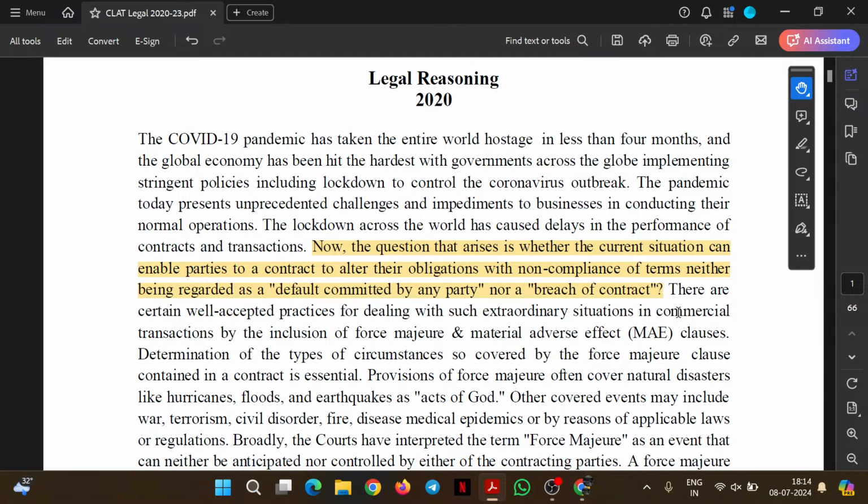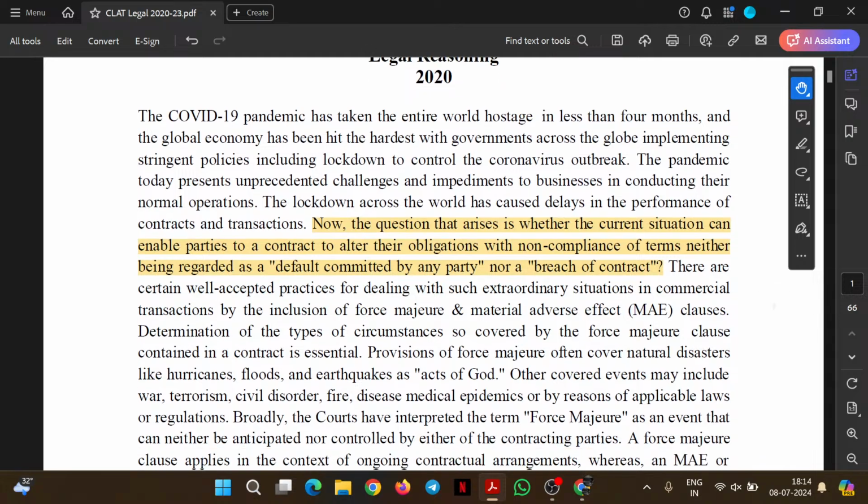Can parties change what they wanted to do and turn it from default committed by contract or breach committed to contract to something that is not a breach or not a default? Can, by changing such terms, will they enter into it or will they not? Let's move ahead and find out what the passage says.